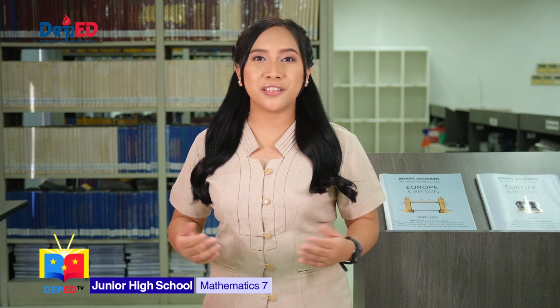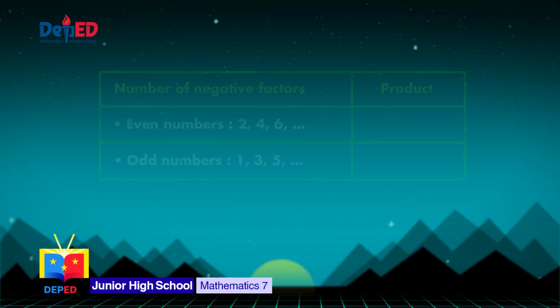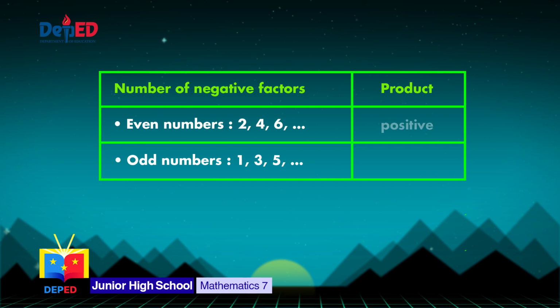Freshies, we can use the idea of odd and even in the number of negative factors. When we say even numbers, these are 2, 4, 6, and so on. And odd numbers for 1, 3, 5, and so on. So if we have an even number of negative factors, the product must be positive. And if we have an odd number of negative factors, the product must be negative.